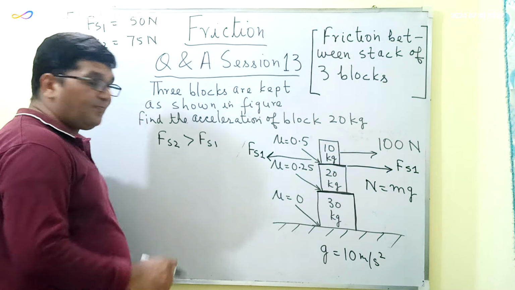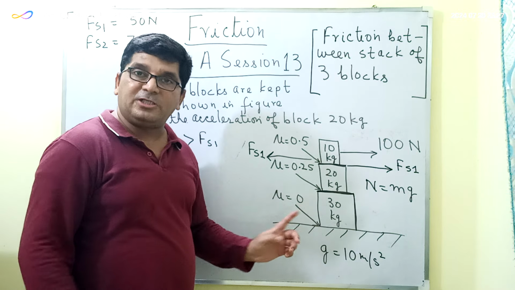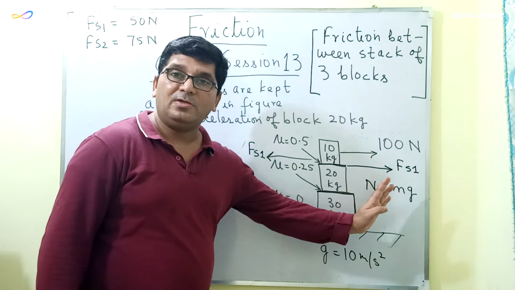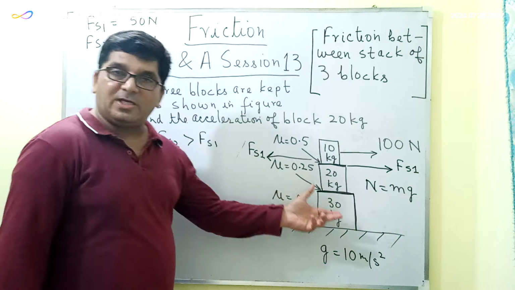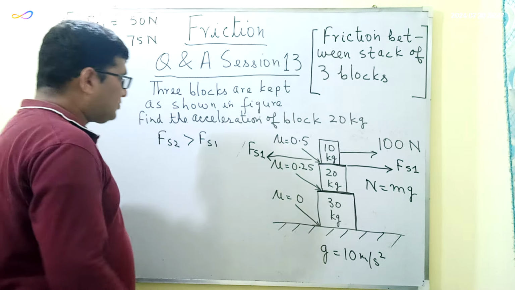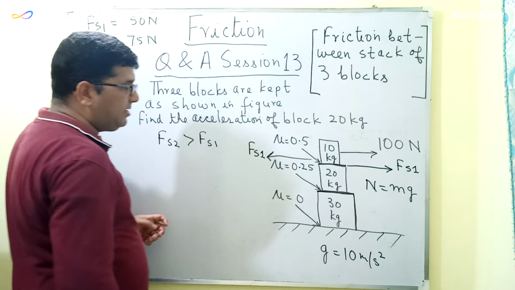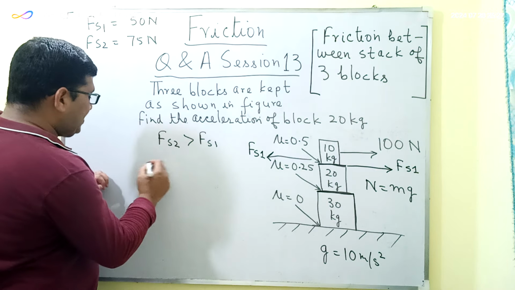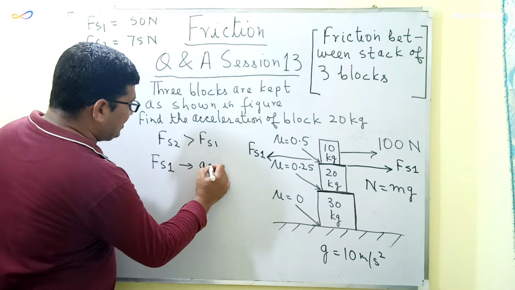So because of this, these two blocks will not have any relative motion. There will not be any relative motion between these two blocks, and these two blocks will move together. So when these two blocks move together, we can consider this as one block of 50 kg. So the force which will be acting on this one block of 50 kg will be this force of friction, that is Fs1.